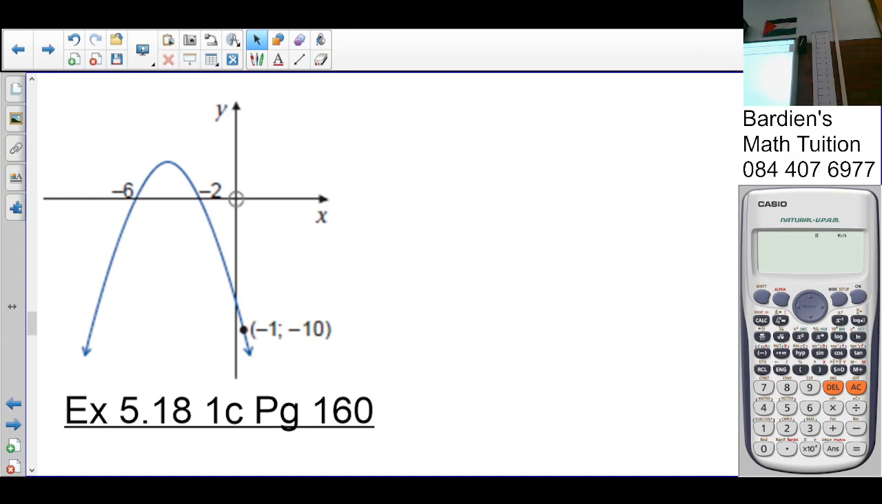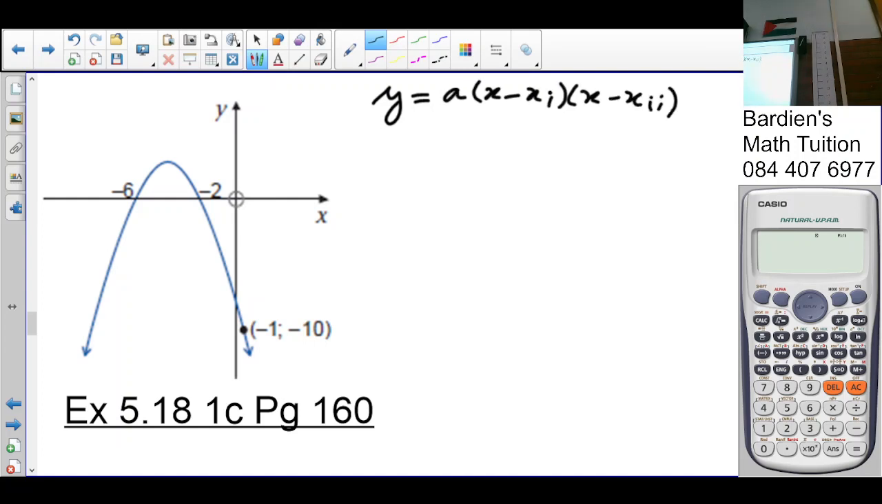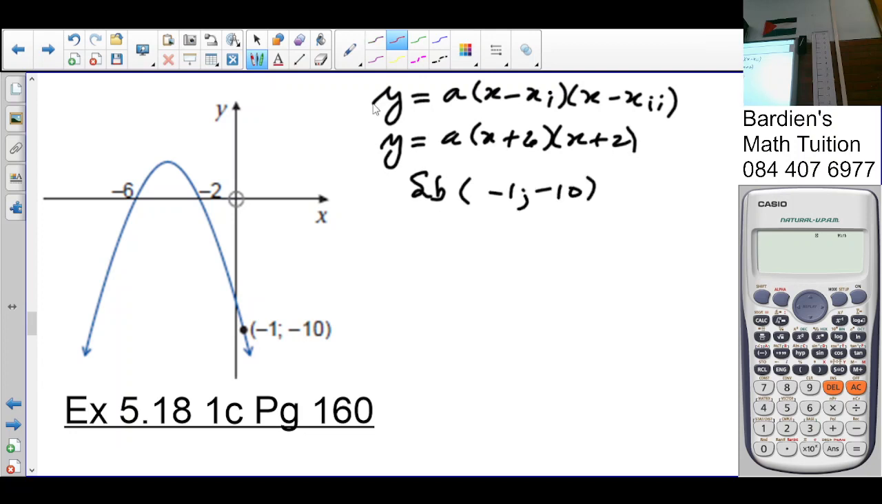Okay, again, what is the formula that gets written down? y is equal to a into x minus x1, x minus x2. So they give x-intercepts negative 6 and negative 2, so y is equal to a into x plus 6, x plus 2. So we'll substitute the point that lies on this graph, which is negative 1 and negative 10. Remembering, that's an x and a y. So we have negative 10 is equal to a into negative 1 plus 6, negative 1 plus 2.